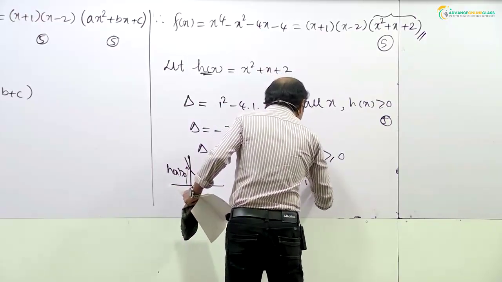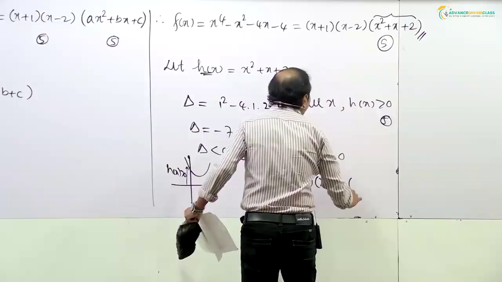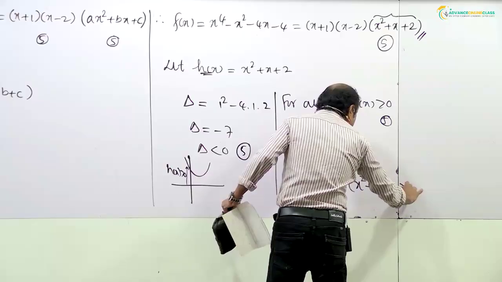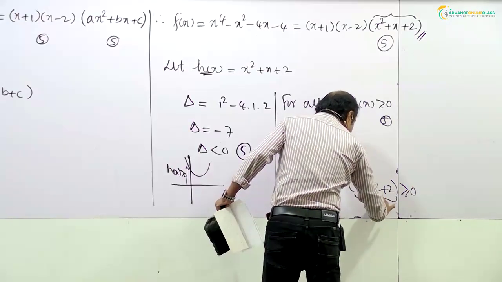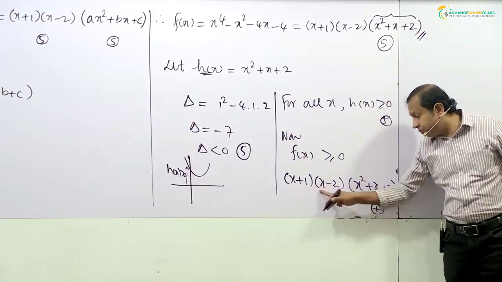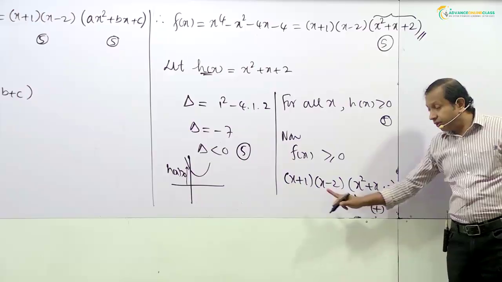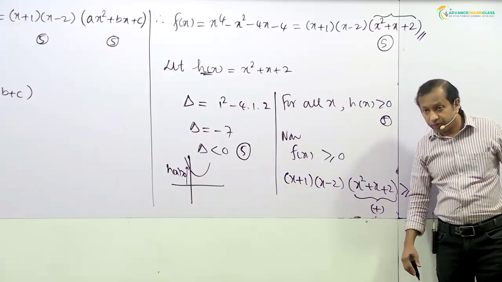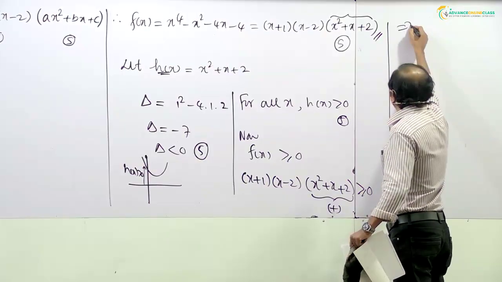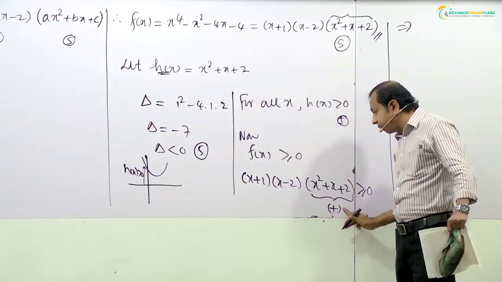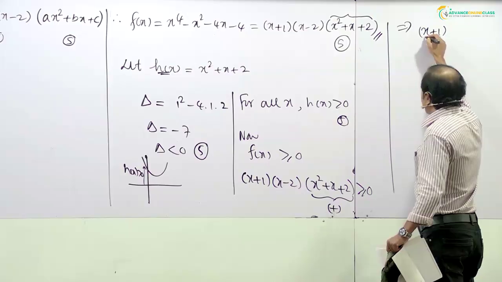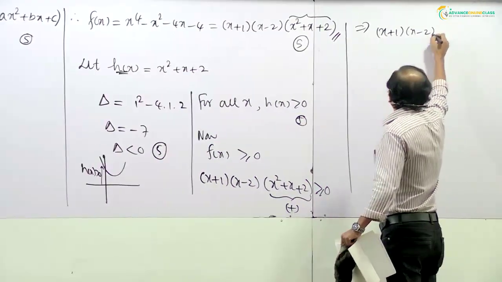x plus 1, x minus 2, x squared plus x plus 2 greater than or equal to 0. Since this is positive, for this product to be positive, what can we say? This product should be positive. This implies that since this factor is already positive, this product should be positive: (x plus 1)(x minus 2) greater than or equal to 0.